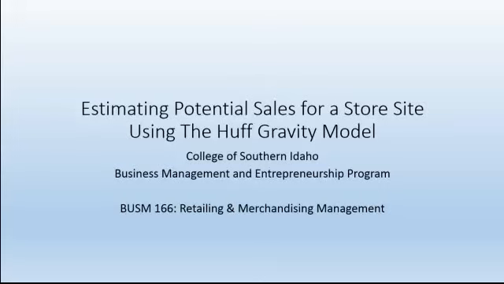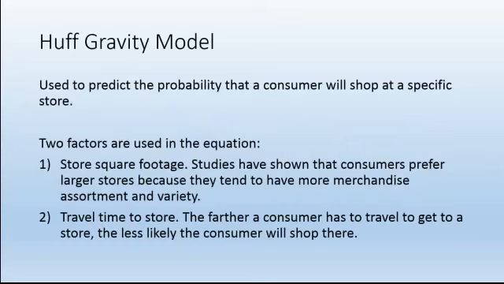Estimating potential sales for a store site using the Huff gravity model. The Huff gravity model is used to predict the probability that a consumer will shop at a specific store. Two factors are used in the equation. First is store square footage, and the second is travel time to a store.